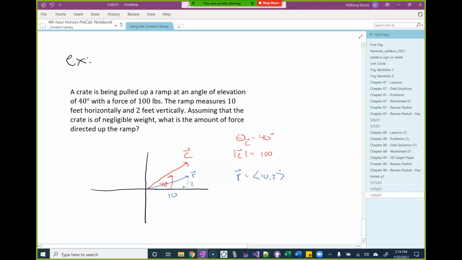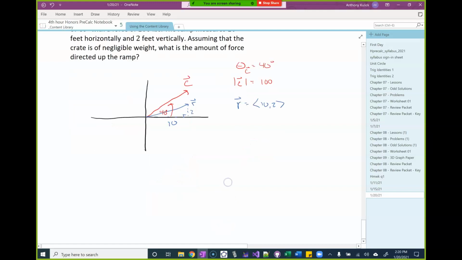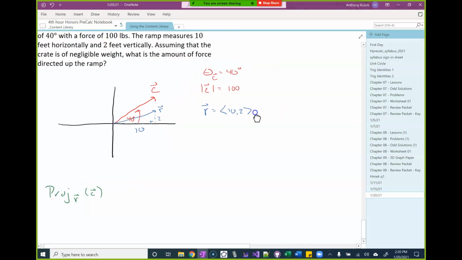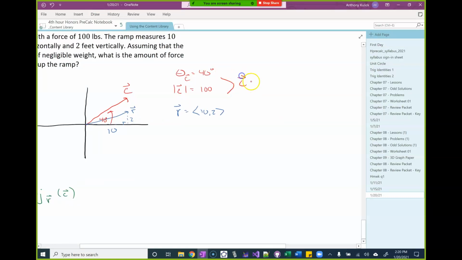What we want is the projection of C onto R. Well, to get C, first we have to get that into component form. So 100 cosine 40, comma 100 sine 40. And we just have R dot C over magnitude of R squared times R.